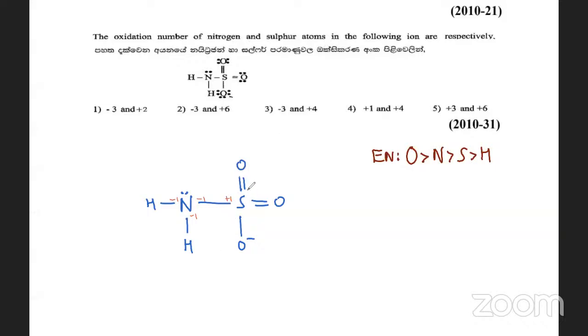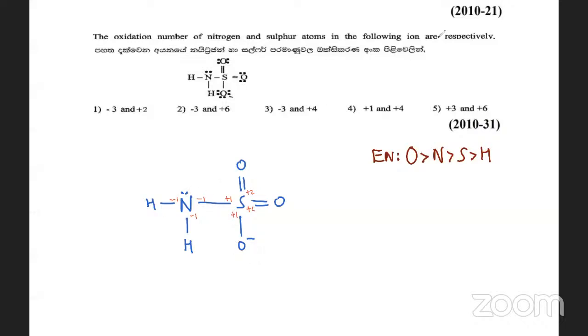And due to this bond, sulfur is going to get +2. Okay, +2. Due to this bond, sulfur is going to get +2. Due to this bond, sulfur is going to get +1. I hope you can understand what's going on here. When there are two bonds between two elements, the number of bonds is 2, and we give the plus value of that to the less electronegative element, and we give negative for the more electronegative element.